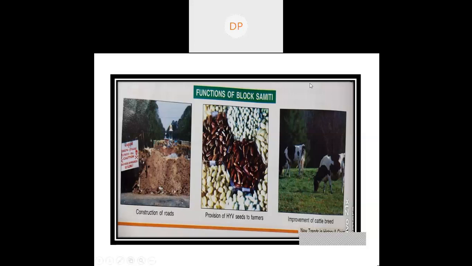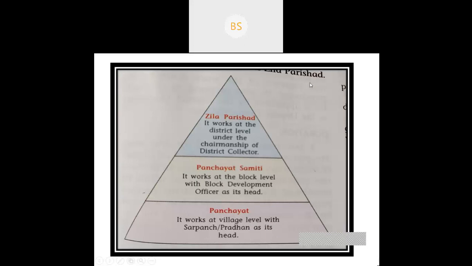Now here you can see this is the three-tier system, which looks like a pyramid. Is it or not? Yes, this picture is also there in your textbook. Now we'll start from the Panchayat, from the lower level, which is nothing but the village level. It works at the village level with one person, and that person is known as what? Sarpanch. You might have heard this word.